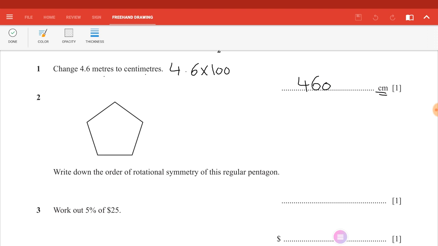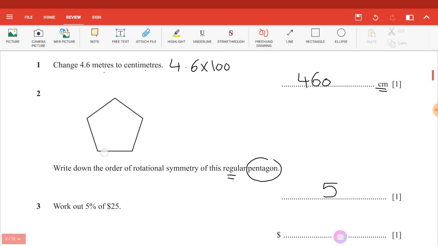Number 2, write down the order of rotational symmetry of this regular pentagon. A pentagon is a polygon with 5 sides. Regular means it has equal sides, so it has equal angles. So the rotational symmetry is of order 5.